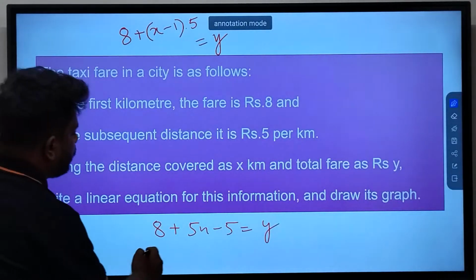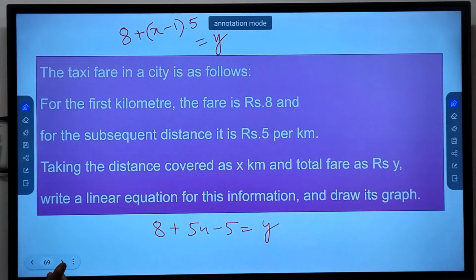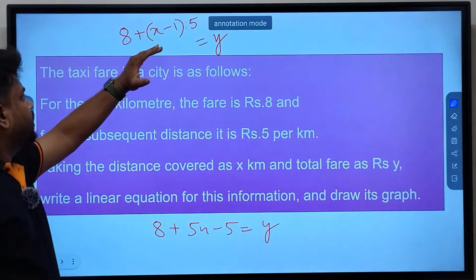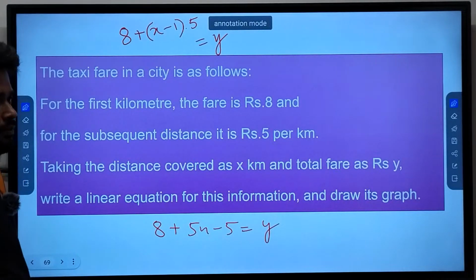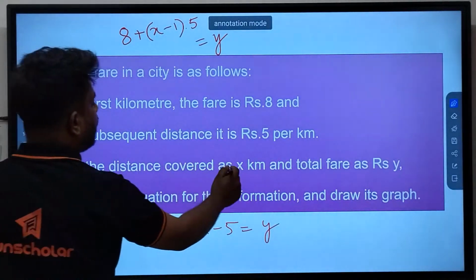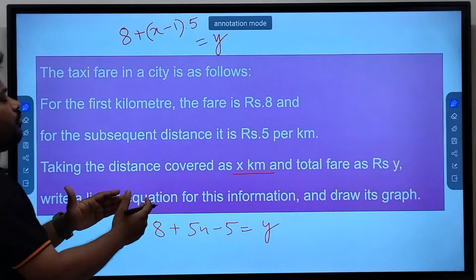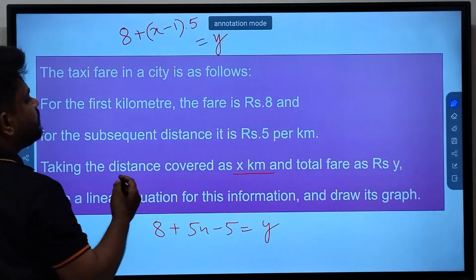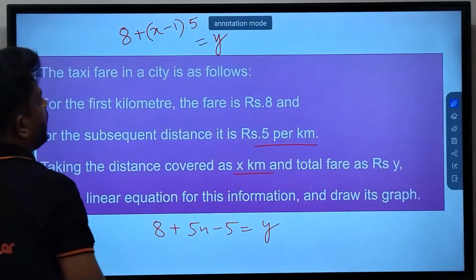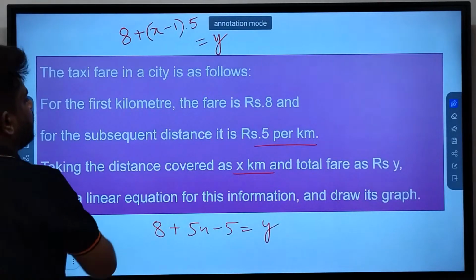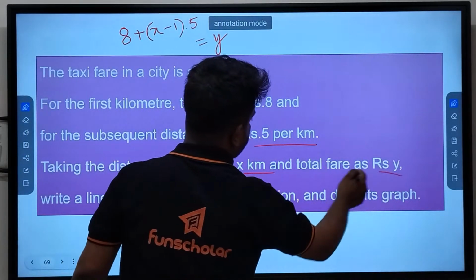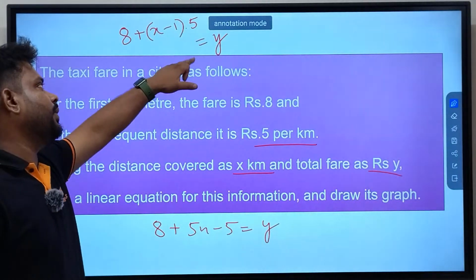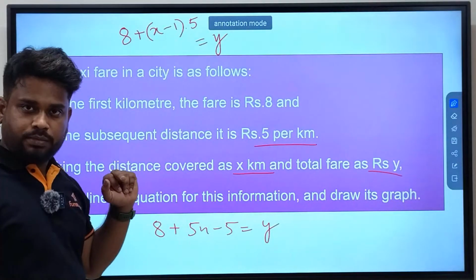Okay, so the equation will look like this, and I hope you understood it. 8 for 1 kilometer. The rest of the distance is x kilometers, and 1 kilometer is already covered, so it will be x minus 1, and the cost of this much will be 5 rupees per km. That's why we have multiplied by 5, and the total cost we have got is rupees y. So that's why it will get added, and the answer will be in plus.